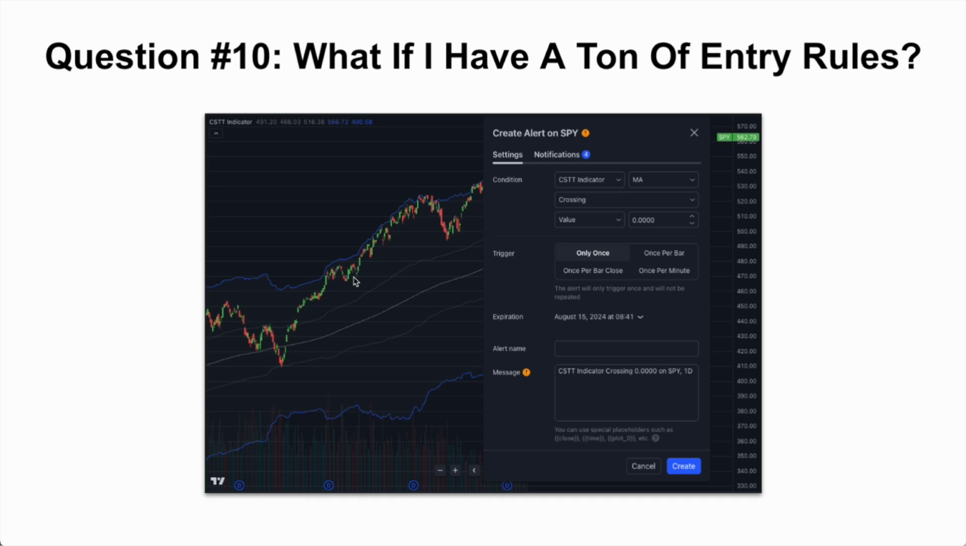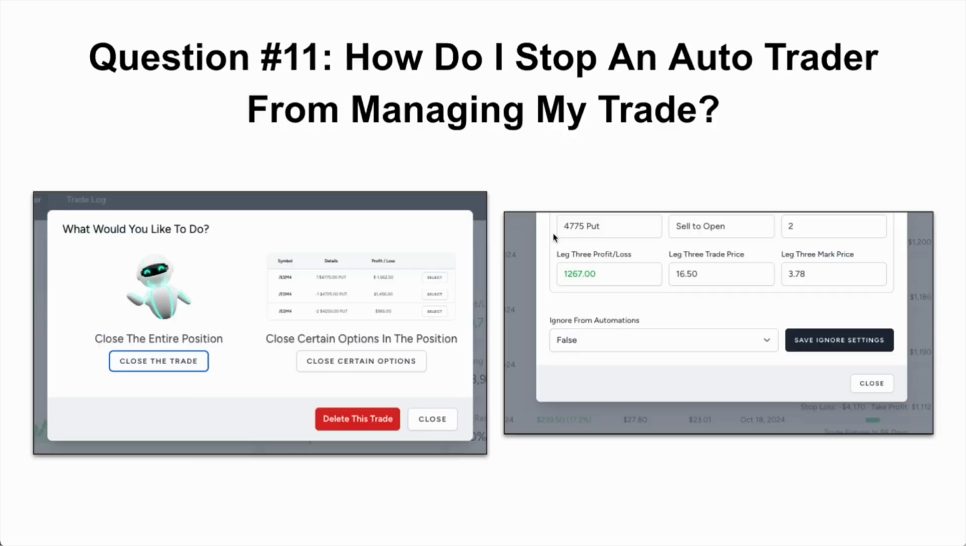Question number 10. What if I have a ton of entry rules? Well, you can integrate with TradingView, where you set any specific entry rule you want. And it can be super complex. And then once you have that, you trigger TradingView to notify our options auto trader system, and then we'll place the trade for you. So just like that, we integrate with TradingView for those of you who have super advanced strategies.